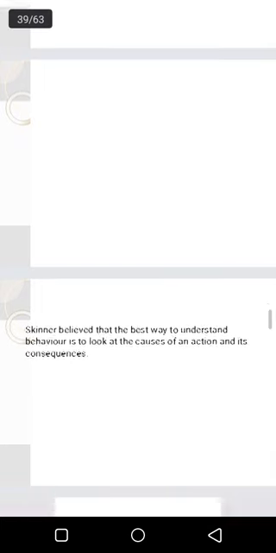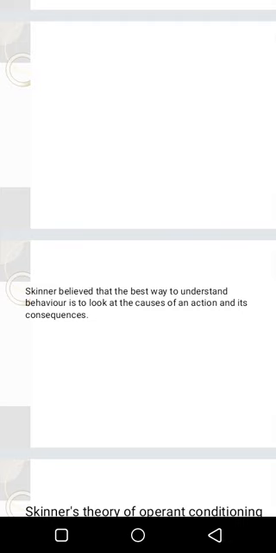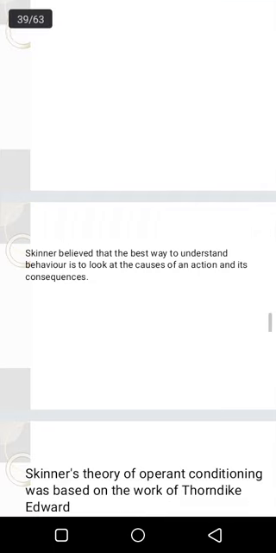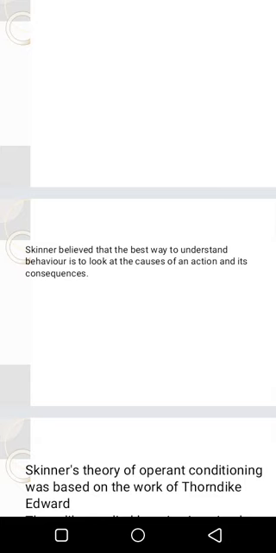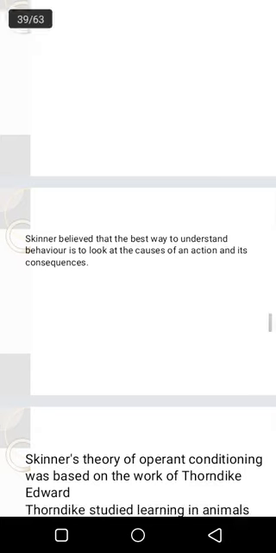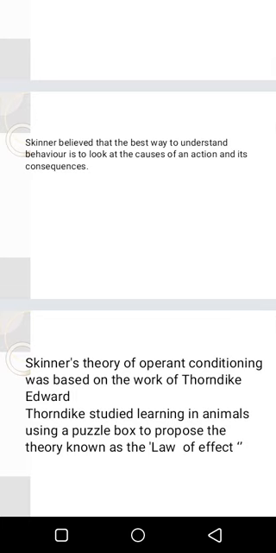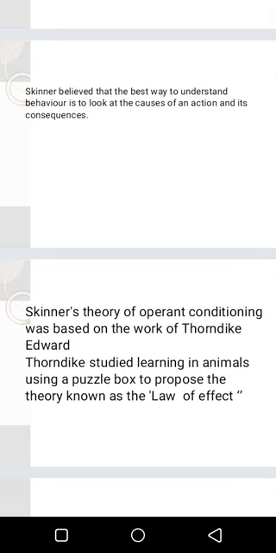So this man believed that the best way to understand behavior is to look at the causes of an action and its consequences. Skinner believed that the best way to understand behavior is to look at the causes of an action and its consequences. So here it is taking us to the same thing, which is the best way to understand is looking at the reinforcement, the thing that is causing somebody to behave in such a way, and the consequences. The consequences are the results or the reward. Are we together?